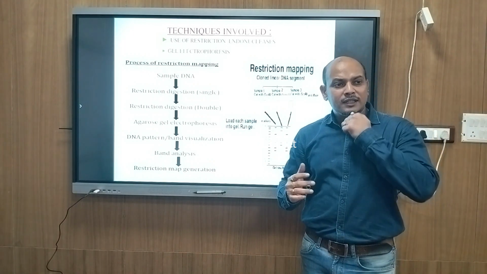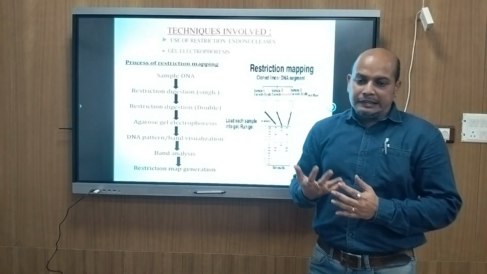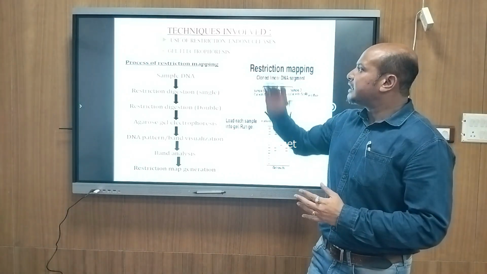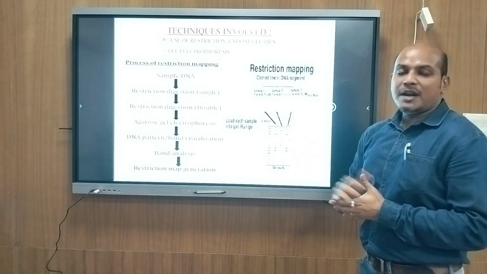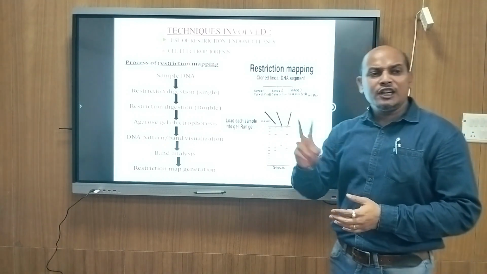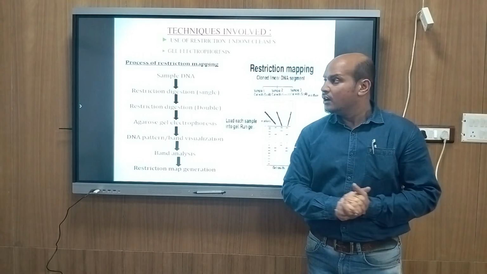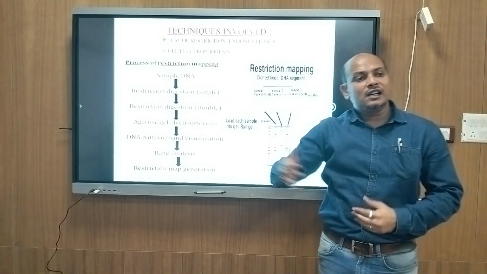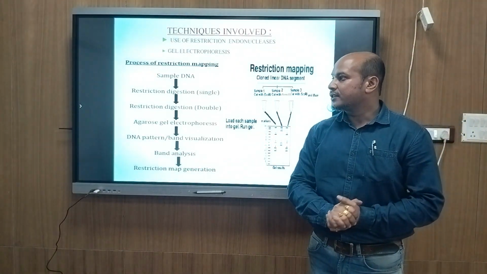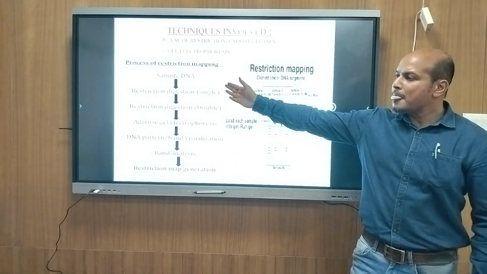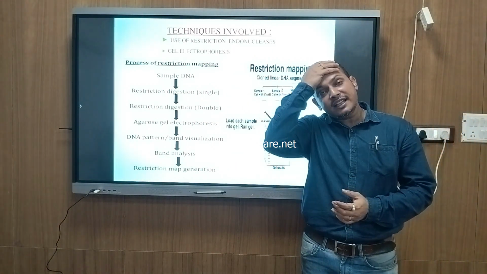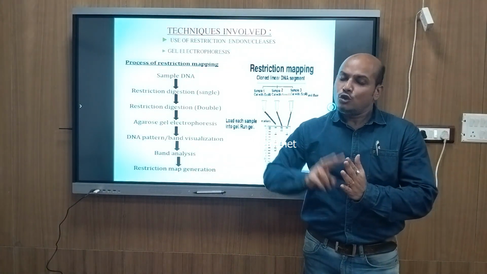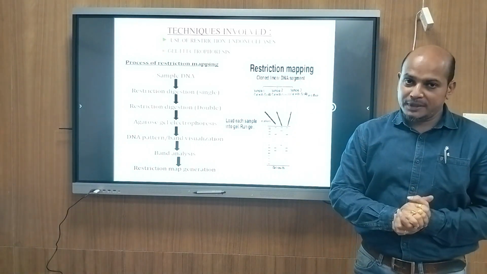So, till now we have studied very briefly how restriction endonucleases work. Now, what are the techniques involved in restriction mapping? There are basically two techniques involved in the restriction mapping of DNA. First, we need to cleave the DNA by restriction endonucleases, and thereafter study the cleaved products by agarose gel electrophoresis. A flowchart has been shown over here, which shows that first a sample DNA is taken, then restriction digestions are performed. At least 2 enzymes should be involved, if not more.